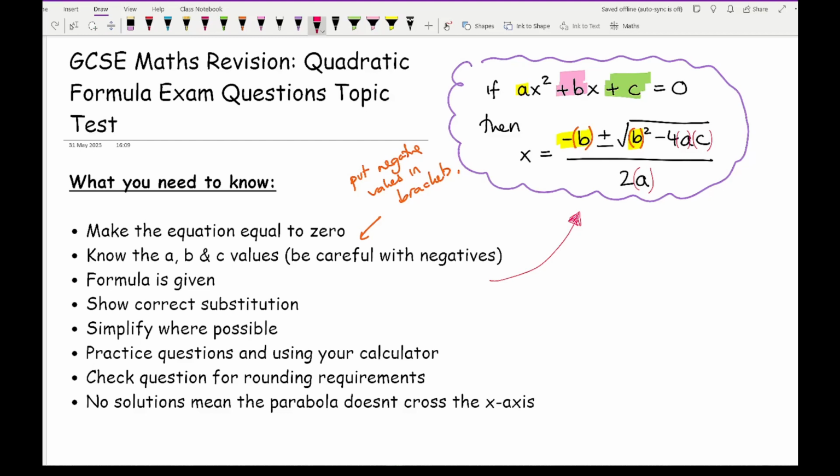Again, it's really underrated that you really do need to practice these questions. Yes, it seems very simple. Yes, it's a case of just simply replacing letters with numbers, but you can't devalue the practice needed for these questions.